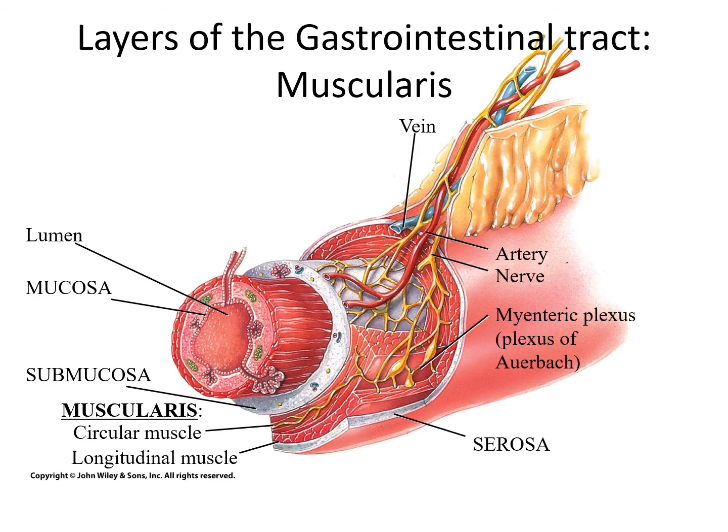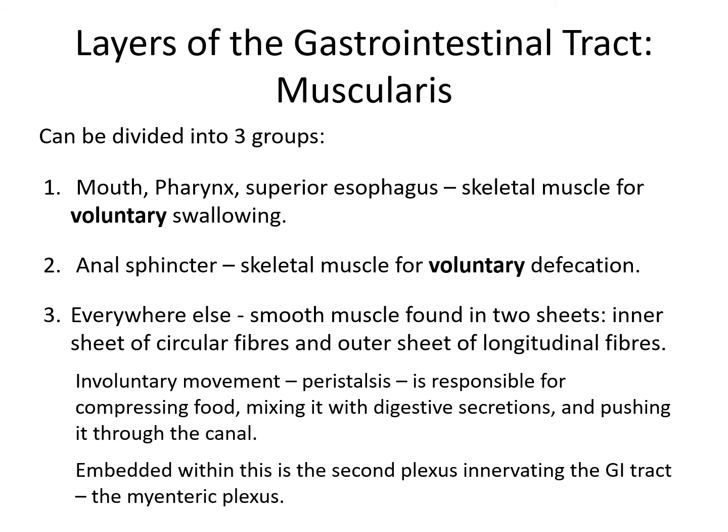So we've had a look at the mucosa and submucosa. Let's move on to the muscularis. The muscularis layer is responsible for the movement of material through the digestive system. And it varies quite a bit in thickness depending on what part of the digestive system we're talking about. So in the stomach it is very thick. That's where it gets to its thickest extent.